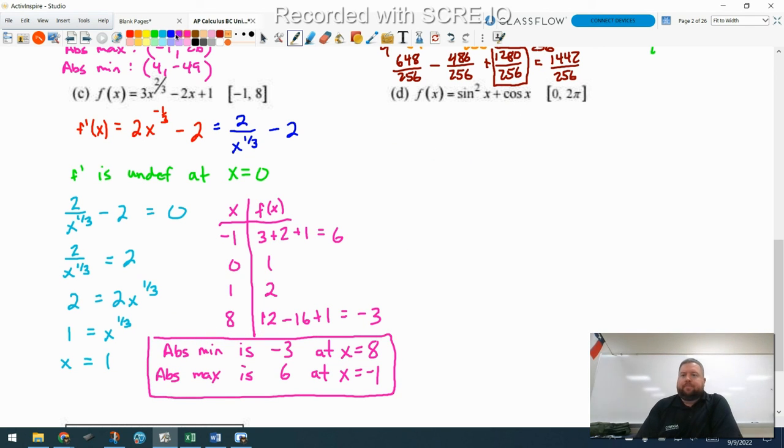All right, last one. So these functions are continuous. Sine is a continuous function. Cosine is a continuous function. If you add two continuous functions together, you get another continuous function. All right, so we can take the derivative.